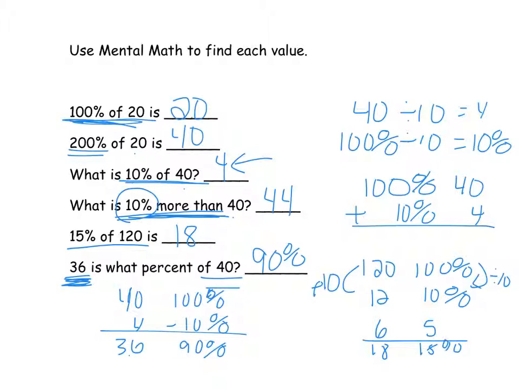So one more time how I did that. 40 is 100%. 4 is 10%. So if you have 40 minus 4 to get you that 36, we could subtract that percent to get the percent we're left with, which is 90%.